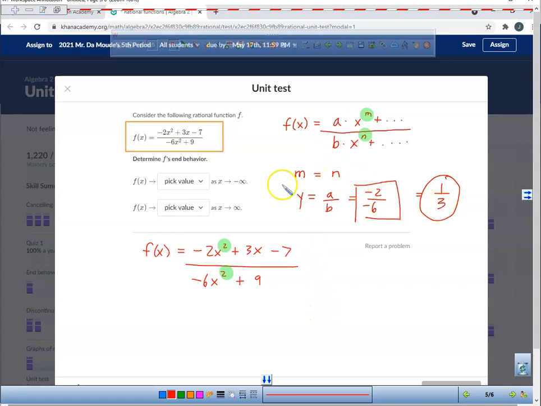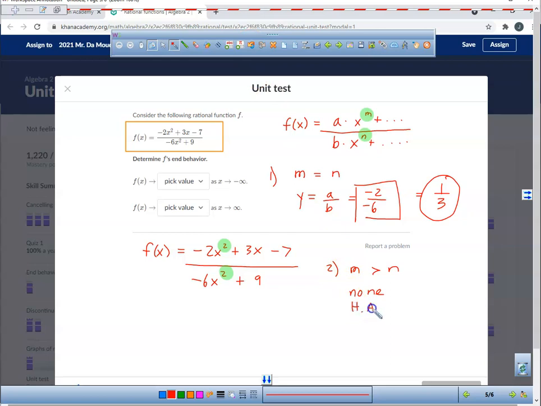Now, what are the other 2 rules? This is rule number 1. If m is equal to n, it's y equals a over b. Rule number 2. If m is greater than n, then there are no horizontal asymptotes. When I say none, I mean there's none horizontal, not going to be any. Number 3, if m is less than n, then your horizontal asymptote will be y equals 0. So if the power in the numerator is less than the power in the denominator, then it's going to be y equals 0.